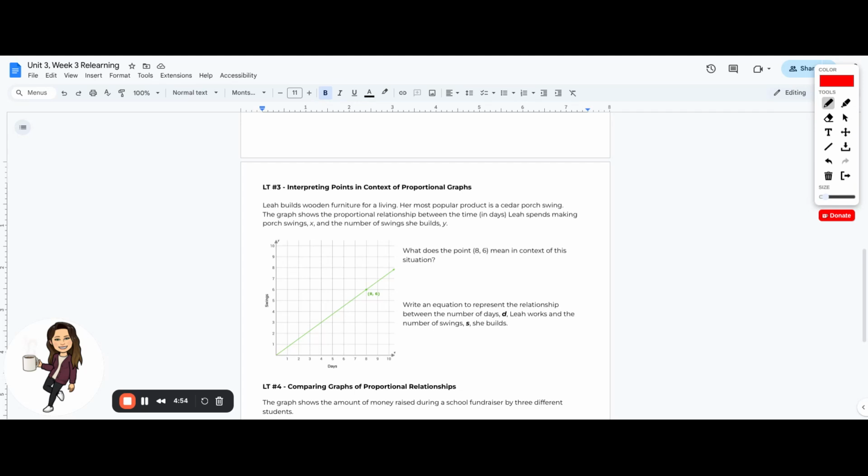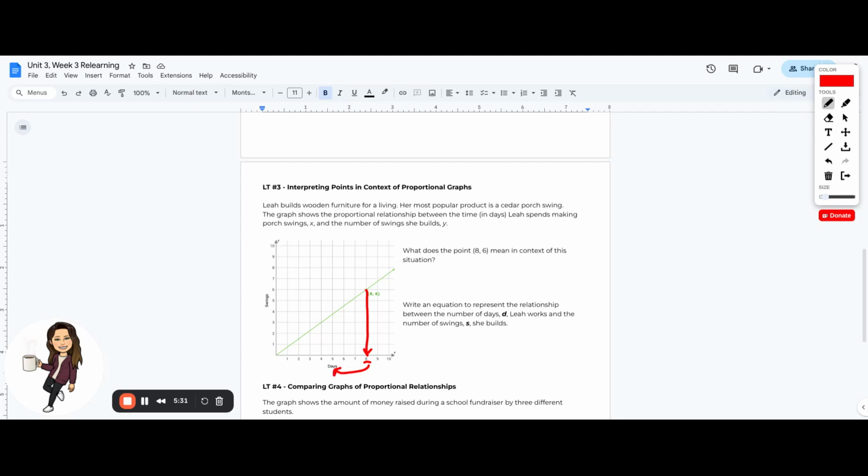This says, Leah builds wooden furniture for a living. Her most popular product is a cedar porch swing. So she's building swings. The graph shows the proportional relationship between the time in days Leah spends making porch swings, x, and the number of swings she builds, y. So it says, what does the point (8, 6) mean in context of this situation? Guys, all you have to know is how to look at a point and know which number goes with which axis. So (8, 6), the 8, you literally just come down.